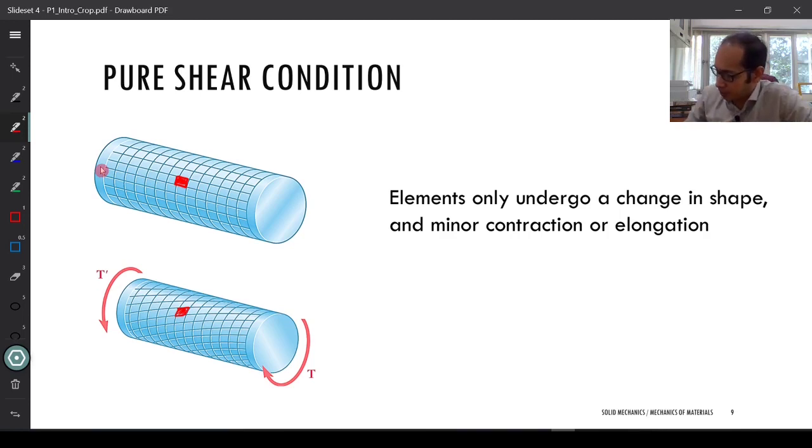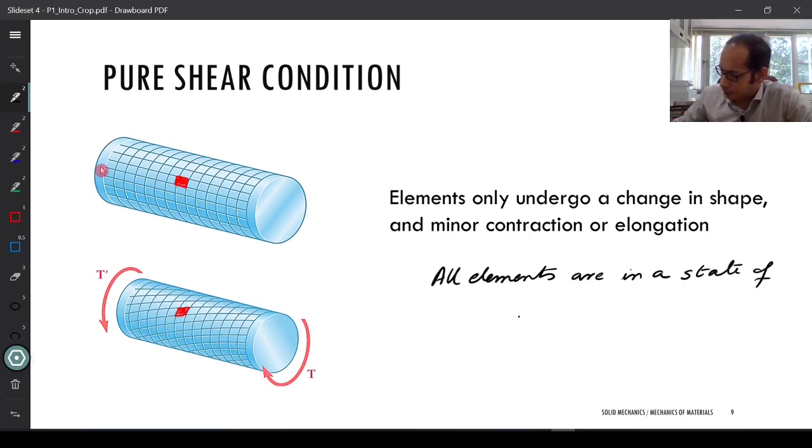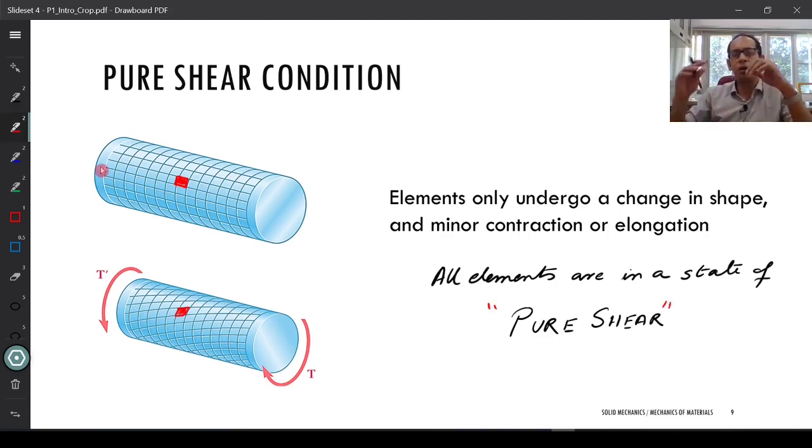So this is a very important conclusion about torsion: all elements are in a state of pure shear. This will make life much simpler, and you will see that a lot of the derivations are based on this particular assumption, which is quite a realistic assumption when we are talking about circular shafts which are in pure torsion.